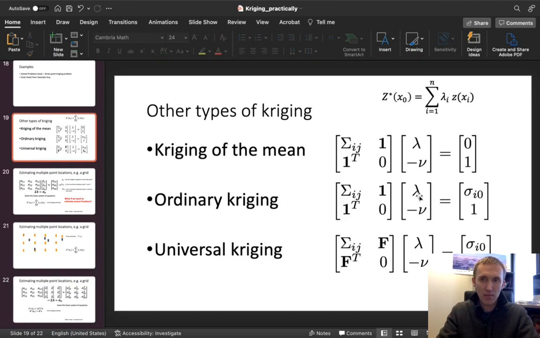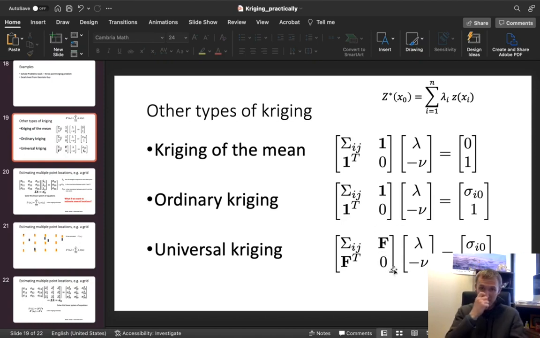If we plug these lambdas into our expression now, we can estimate a value at a new location when we don't know the mean. So ordinary Kriging allows us to estimate what our value should be, or interpolate our data, when we don't know what the mean is, with an unknown mean. And we've done it by essentially combining this Kriging of the mean with simple Kriging. It's a little more complicated than that, but I'll refer you to the other video for the details.